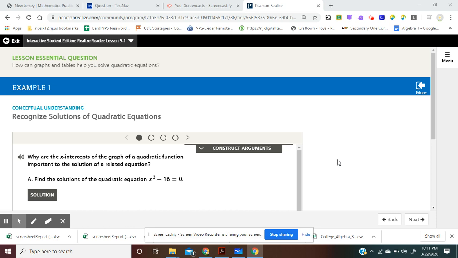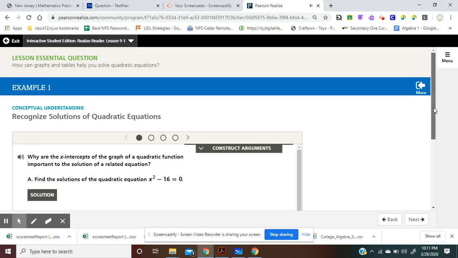In this video, I'm going to take you through example 1. In this example, we're trying to find the solution of quadratic equations using graphing. So the first question, I'm going to let the computer read it to you. Why are the x-intercepts of the graph of a quadratic function important to the solution of a related equation? Part A. Find the solutions of the quadratic equation x squared minus 16 equals 0.